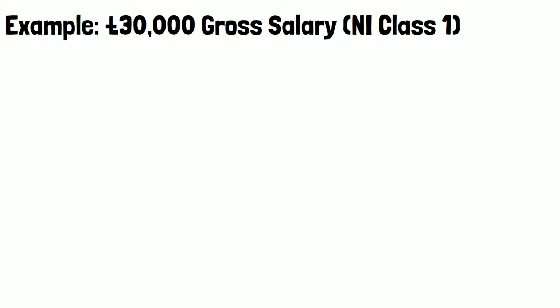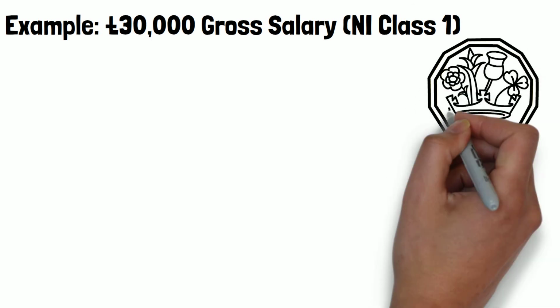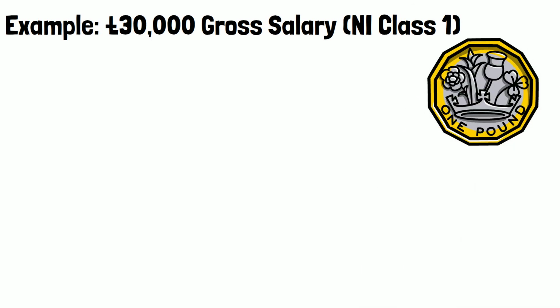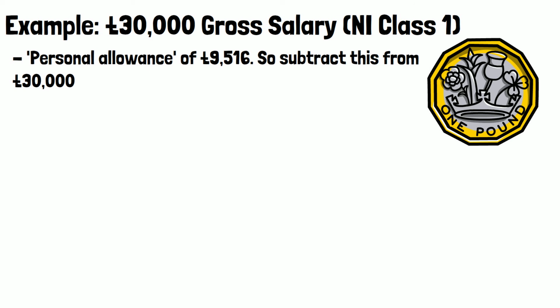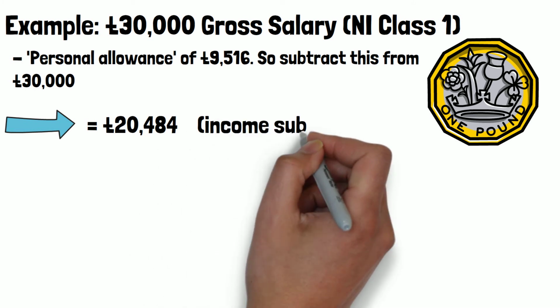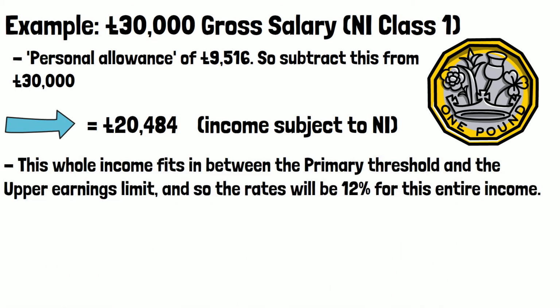Here is an example of calculating your national insurance contributions. We will use the same gross salary as earlier for our example of calculating income tax. With an allowance of £9,516, we can subtract this from the £30,000 salary, which leaves £20,484 of income that is subject to national insurance. With this whole income fitting between the primary threshold and the upper earnings limit, the rate of contribution will be 12% for this entire income.